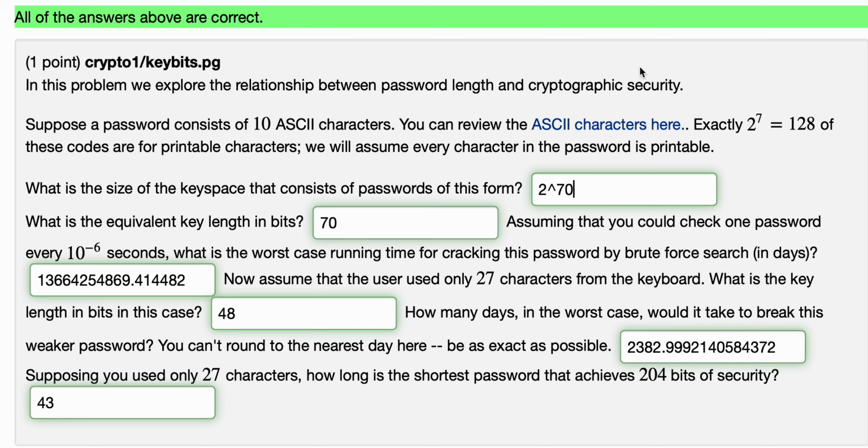I'm going to do this problem from the homework. It always confuses people. I do it every year and it confuses me too. So let's just read through the problem here.